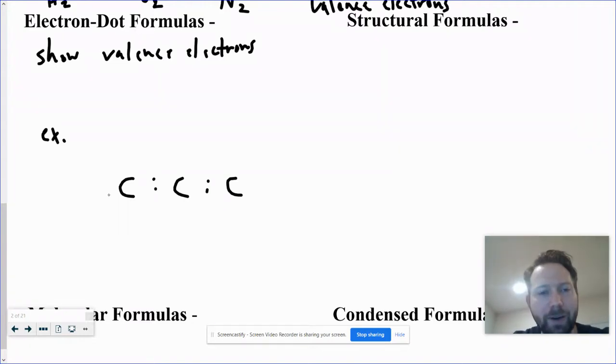Again, they're being shared. Now, carbon needs to have a total of 8 valence electrons. And right now it just has 1 pair right here. So it needs to have 3 more pairs, or 6 total electrons. It has 4, and the way it satisfies its 8 total is by surrounding itself with hydrogens. We call that saturating it.